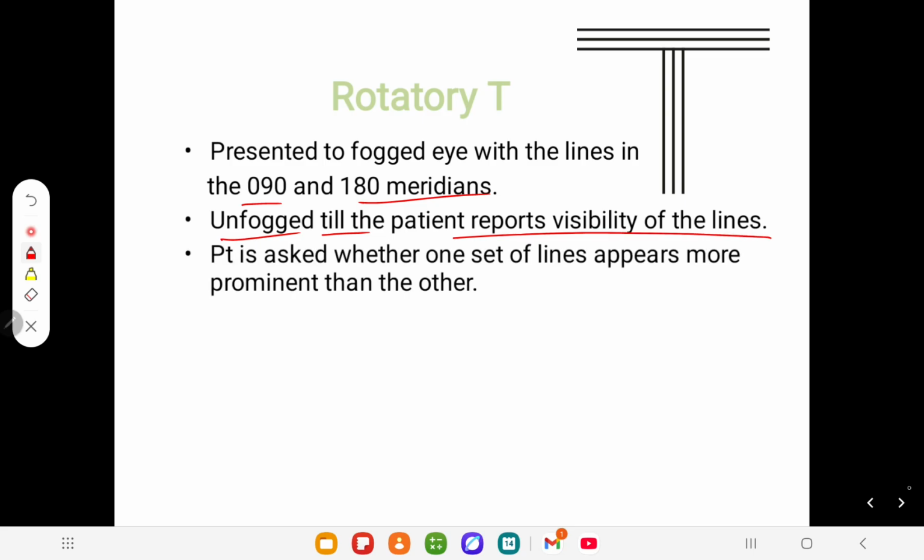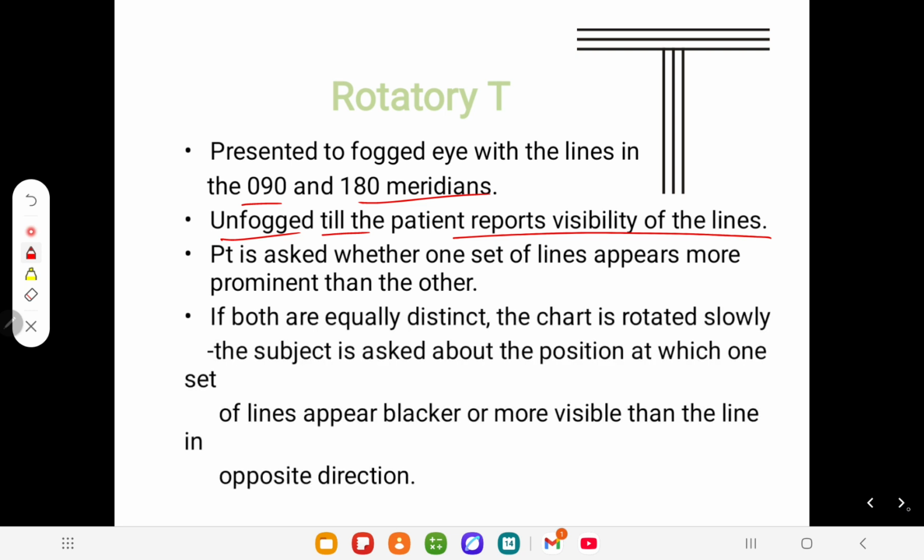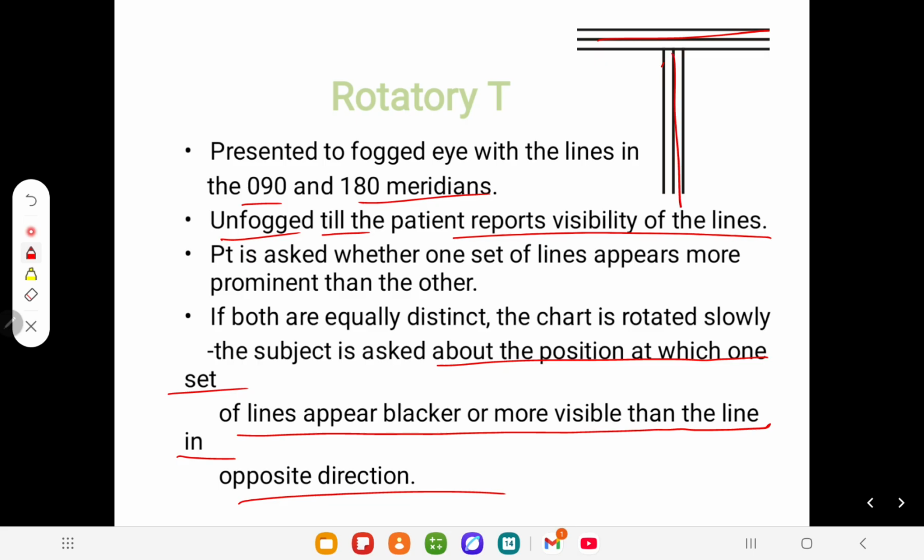The patient is asked whether one set of lines appears more prominent than the other. It's very important. We always do that in every case. If both are equally distinct, the chart is rotated slowly. The subject is asked about the position at which a set of lines appears blacker or more visible than the opposite direction, isn't it? If these are equally blurred, then we have to rotate so that one set is more prominent, and then the other is the maximum blurred.